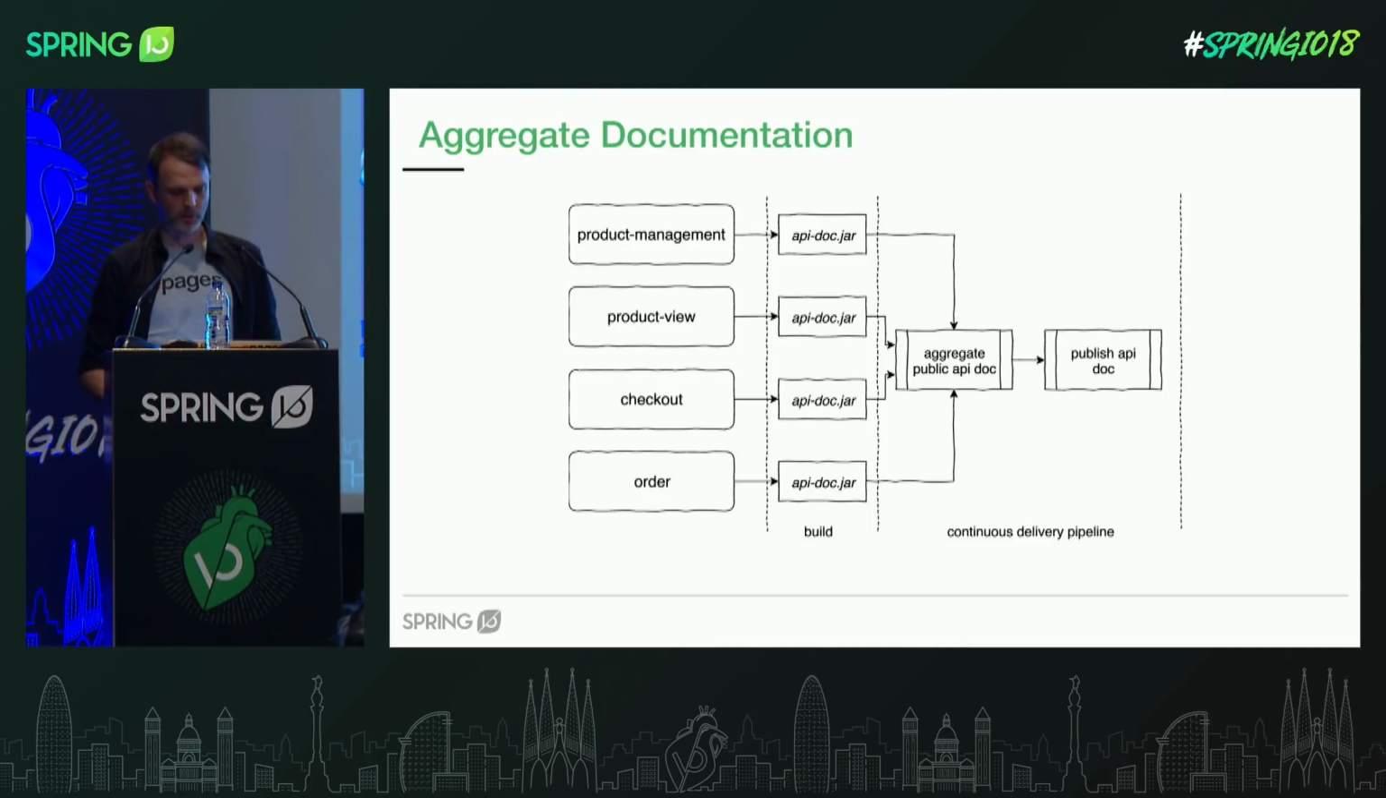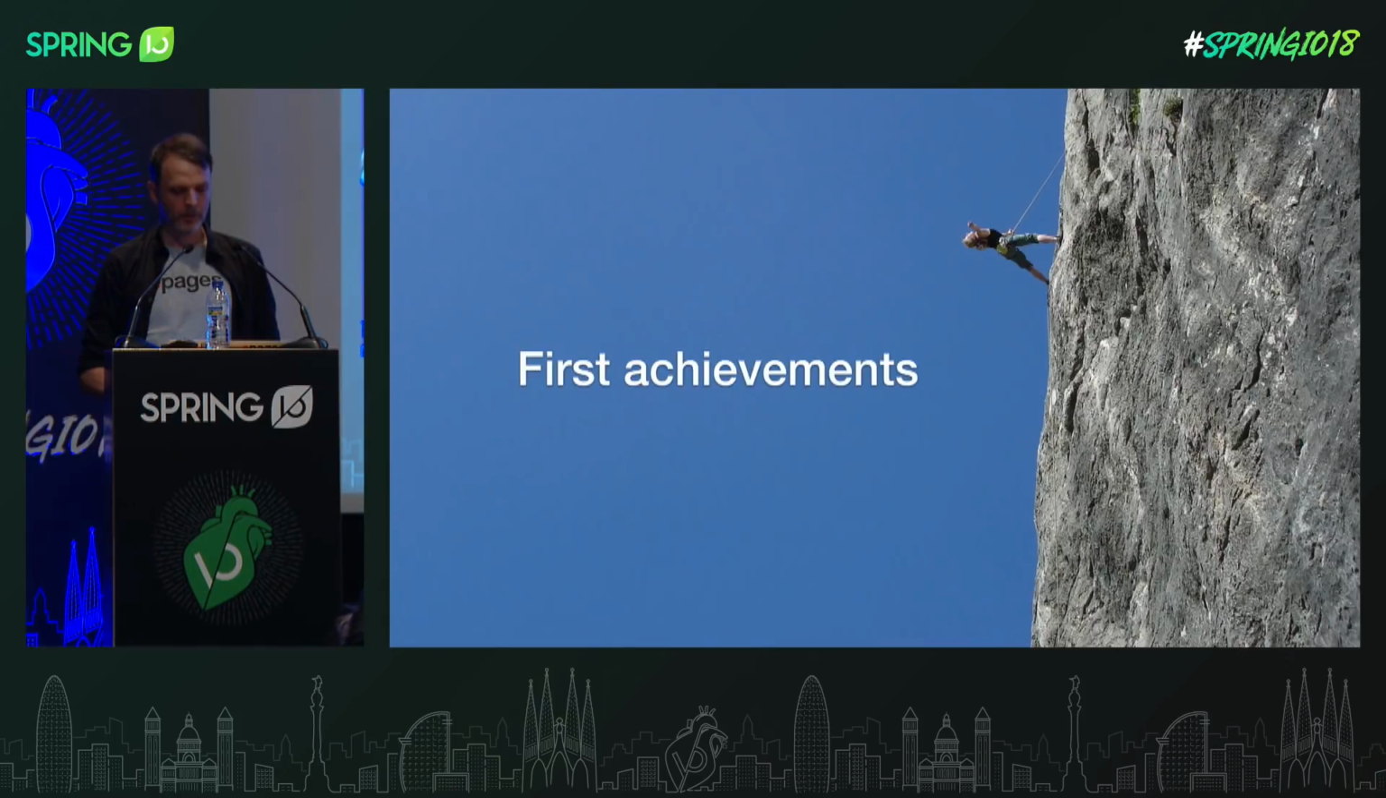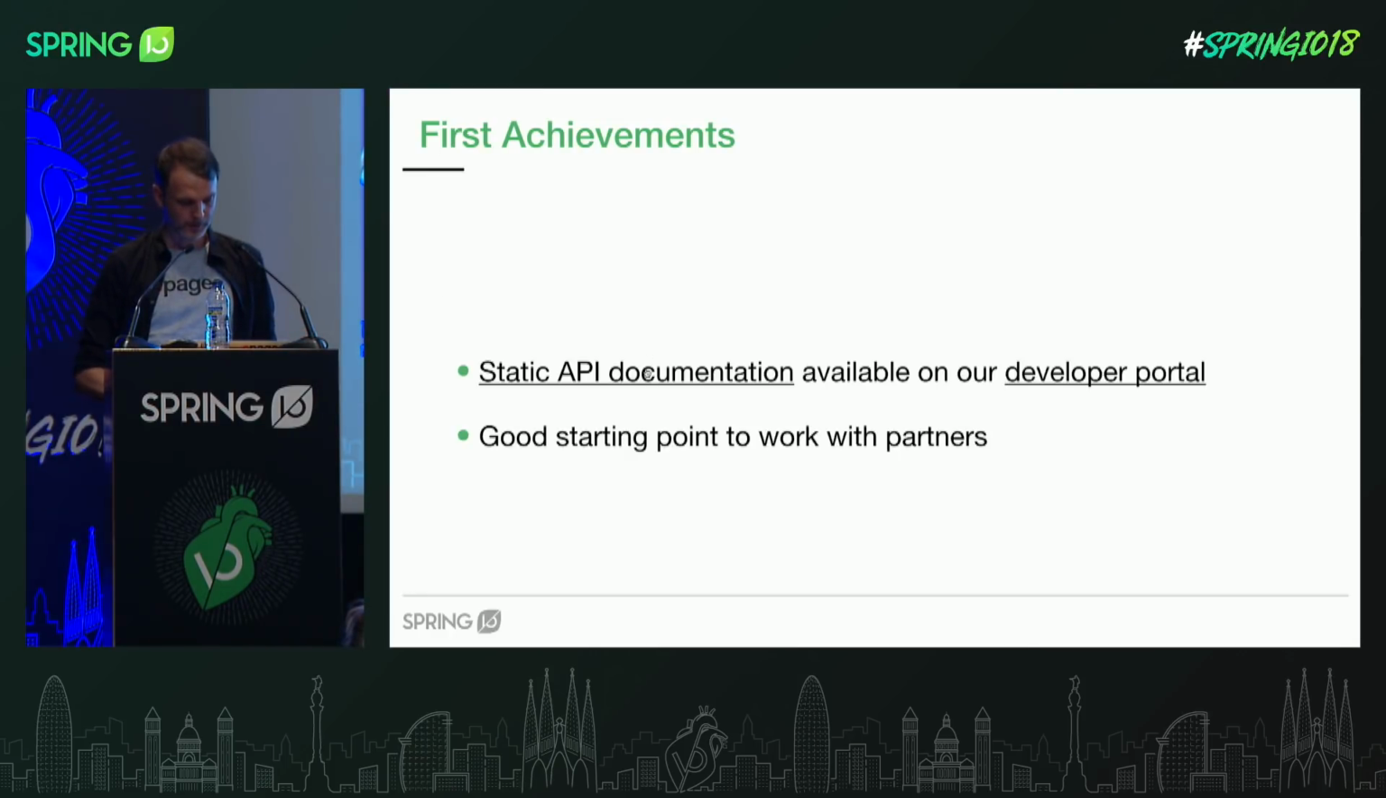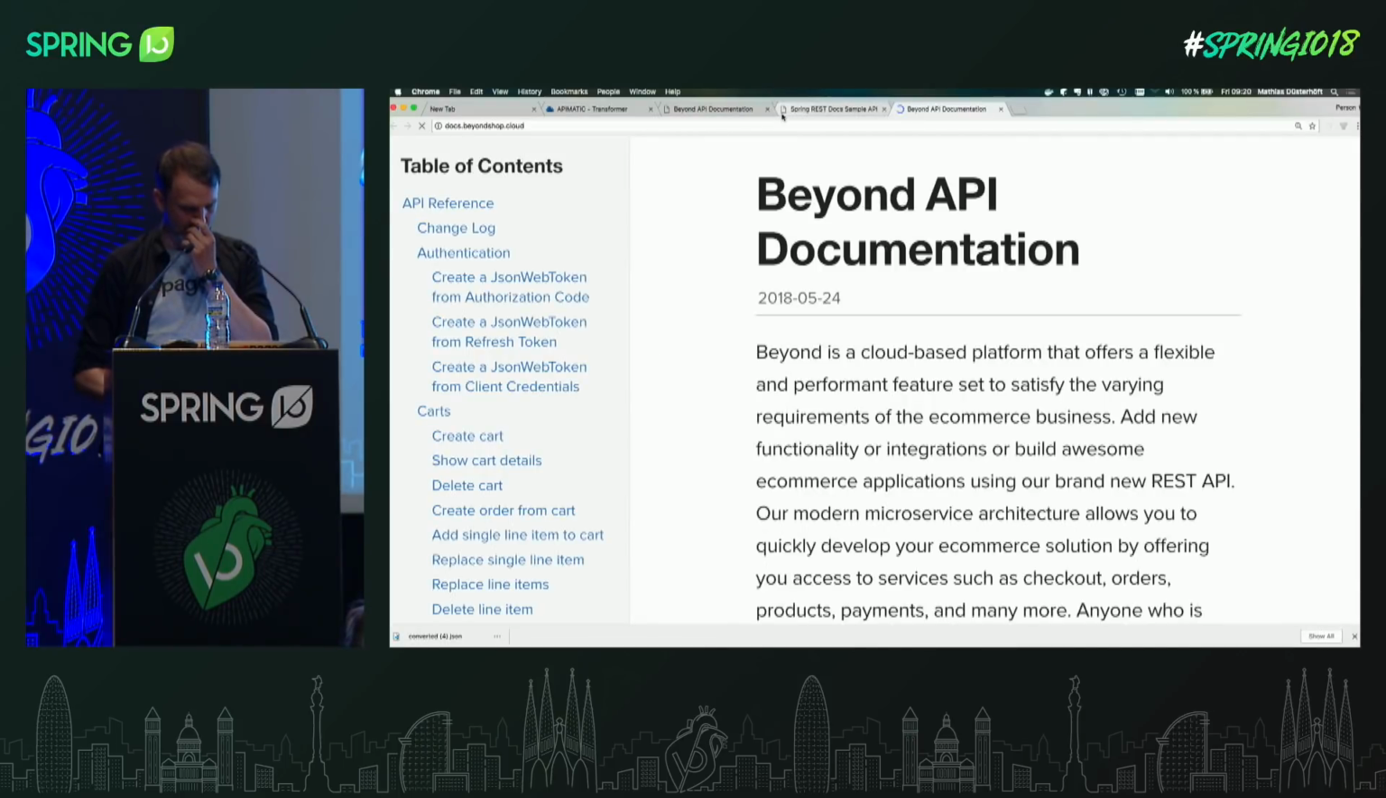Okay, so these problems solved, we were then really having a first achievement. We had a documentation on our developer portal, right? So that was a nice moment. I'd like to show you just what we came up with. This is the API documentation so far.